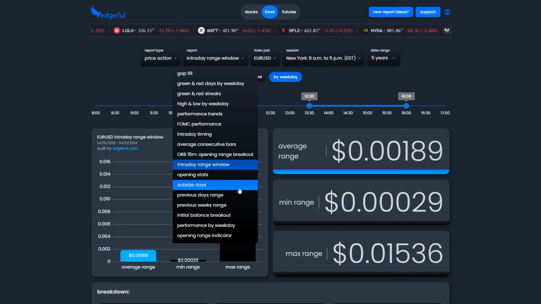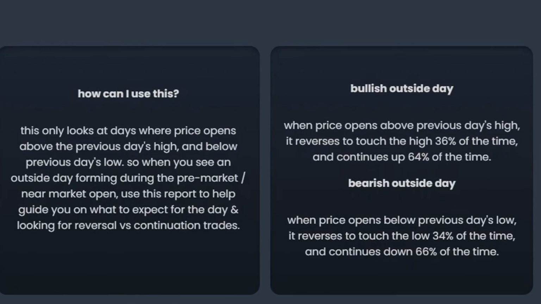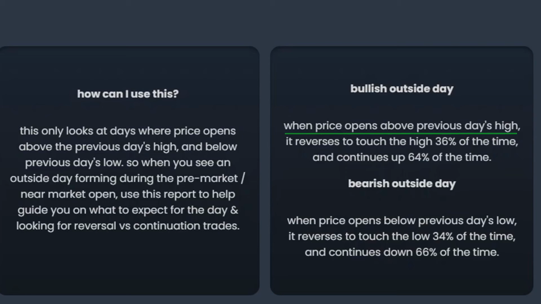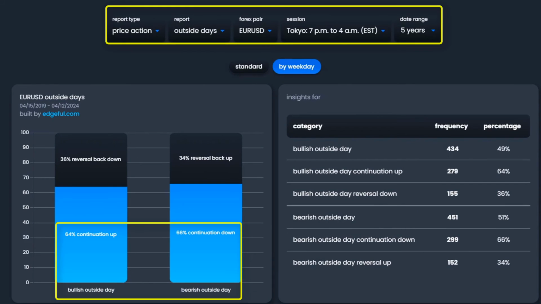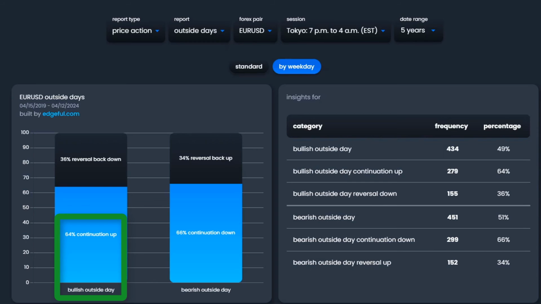When talking about time, certain sessions are more likely to be continuation and others will be the fake outs. Let's look at the outside days report. A bullish outside day is when price opens above yesterday's high, and a bearish outside day is when price opens below yesterday's low. For the Tokyo session, 2 out of every 3 times when this happens is likely to be a continuation. Price opens higher and you can look to go long. Price opens below and you should have a short bias.